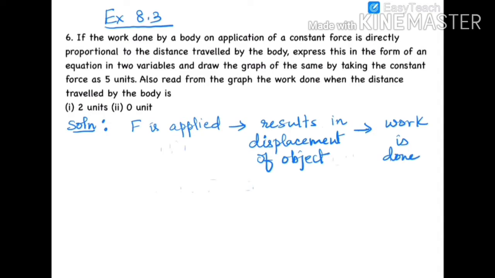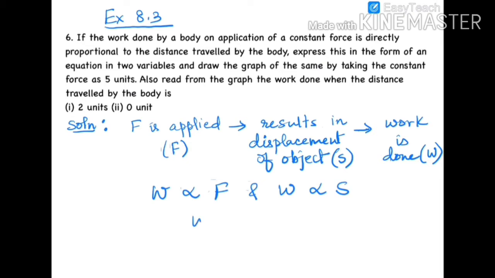Let's represent force applied with capital F. And we know that displacement is denoted by small s. Let's denote work done by W. So we can say that work is done when a force is applied on the object and this results in displacement of that object. This implies that work done is proportional to force and work done is also proportional to the displacement. We can combine these two expressions and write it as work equal to F into S. This is the definition of work and the expression for work that you are going to study later in physics. So work done is given by the product of force and displacement.